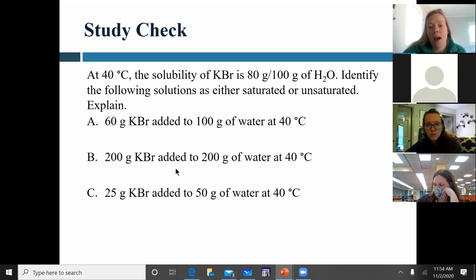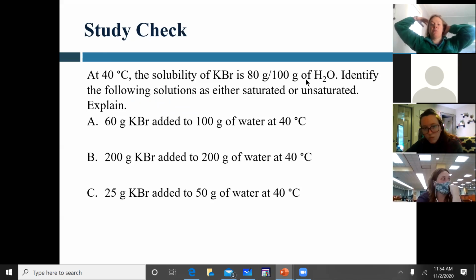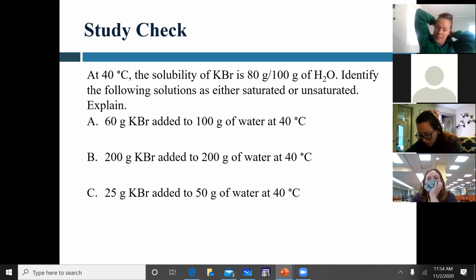So let's look at these combinations, okay? And these are temperature dependent. So this says we're at 40 degrees Celsius, and all of these scenarios are also at 40 degrees Celsius, so we can kind of just ignore the temperature. So KBr, normally, at 40 degrees Celsius, it'll hold 80 grams of the KBr in 100 grams of water. That's pretty high solubility.